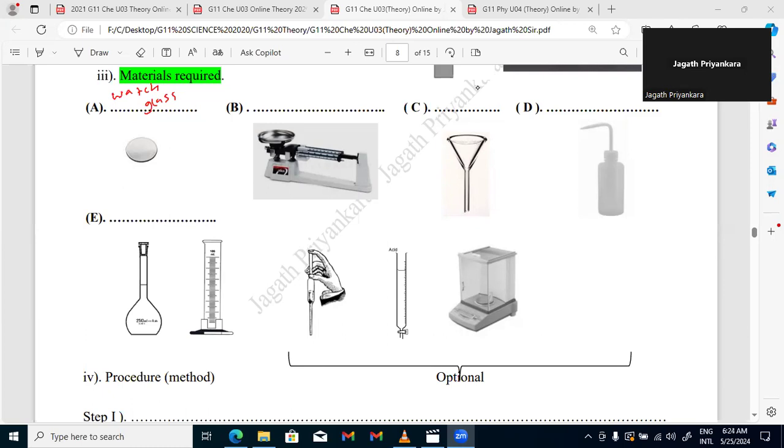What is B here, students? B is the triple beam balance. Watch glass. Then what is B here? Triple beam balance. What is C here? Glass funnel. What is D here? Wash bottle.